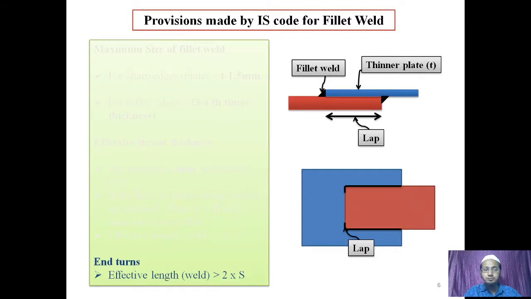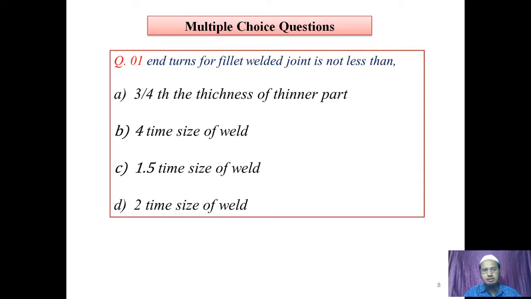Got it? So what we have discussed in this session: we have discussed how to calculate design strength of fillet weld, terminologies used in the design strength formula of fillet weld, and the minimum and maximum size of weld, throat thickness, and end turn which we have to provide while designing the fillet weld. So in the next session we will solve a simple numerical on design of fillet weld. For today we will stop here.